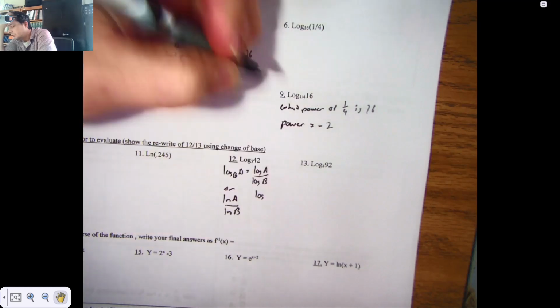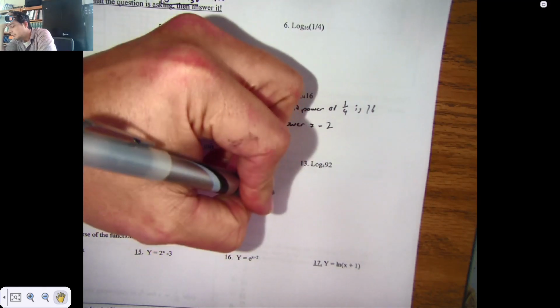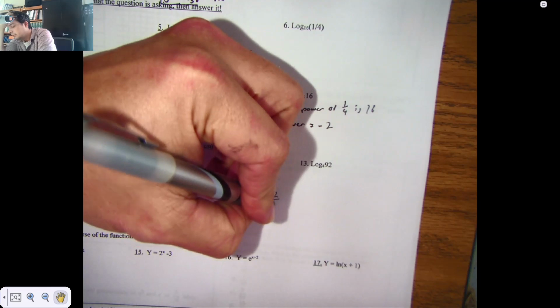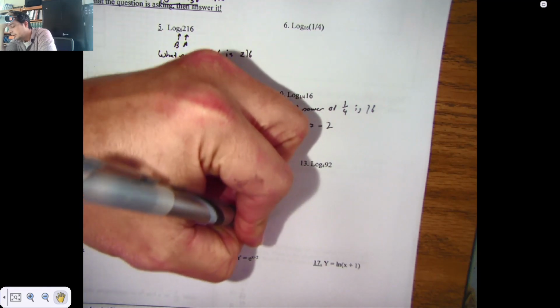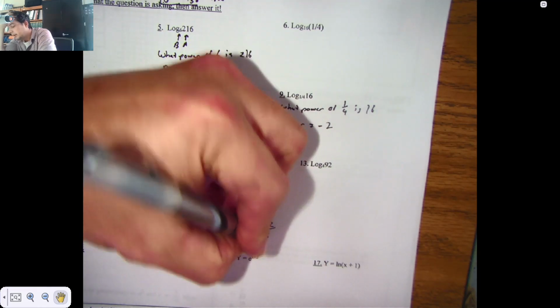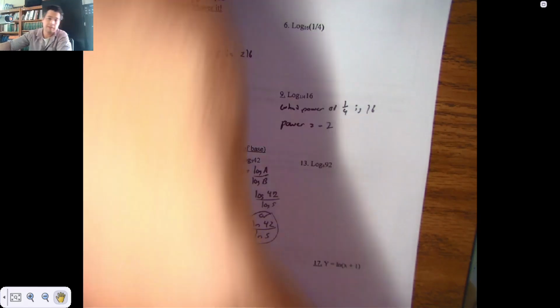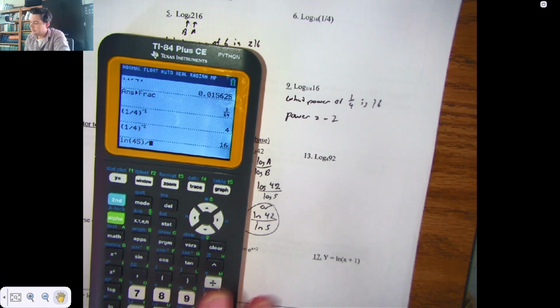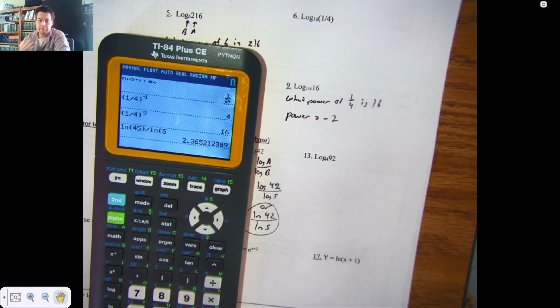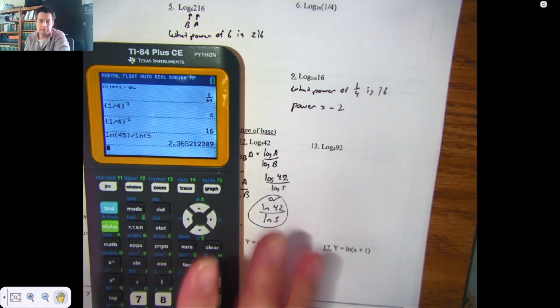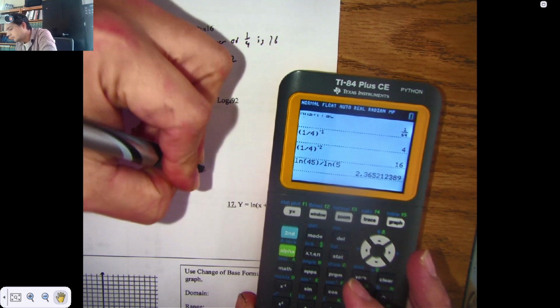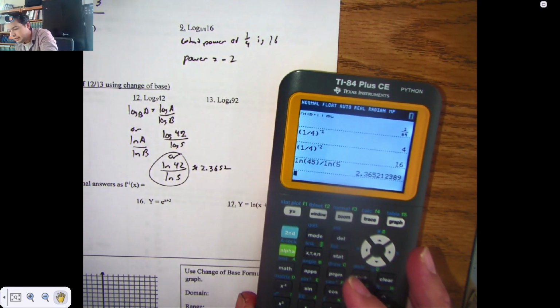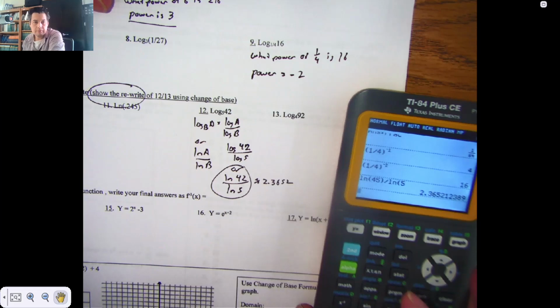But if you do log base 5, then you're going to be log 42 over log 5. Or you can do the ln. You can do ln 42 over ln of 5. And this is how I like it. That's me. I just think it's more elegant. So that's what I do. 4 decimal places. Surely it says that. 4 decimal places. 2.3652. And it does say, show the rewrite. Show it.